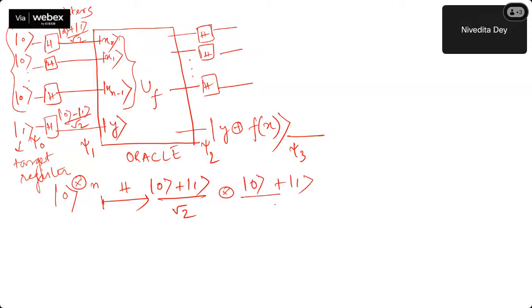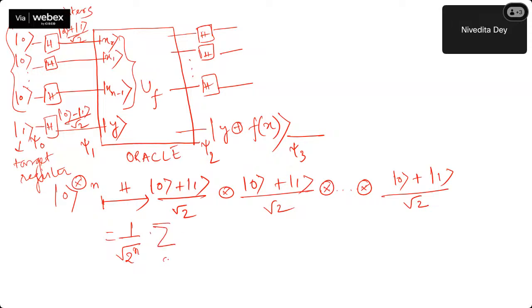Ket 0 plus ket 1 by root 2, and similarly it will go on till the nth qubit superposition is done. Now, root 2 will happen n number of times, so on the denominator it will be root over 2 to the power n. And this one will be ket x, whatever x we get, where x is the n-qubit basis states. And there is a sigma, so all these states I will be covering.